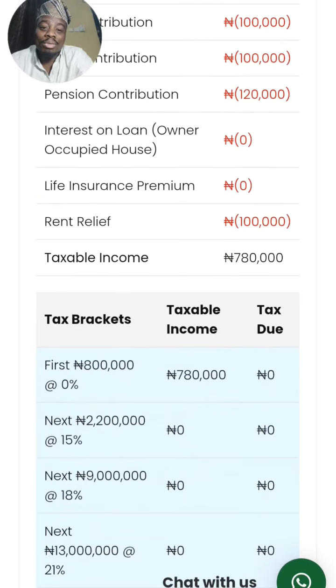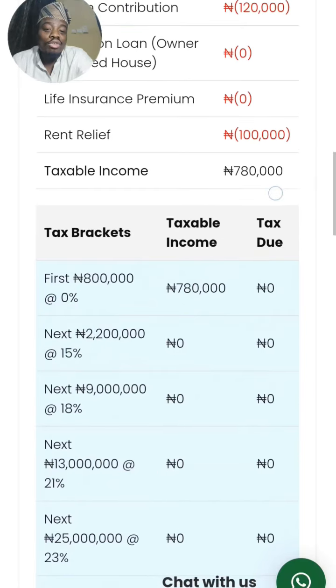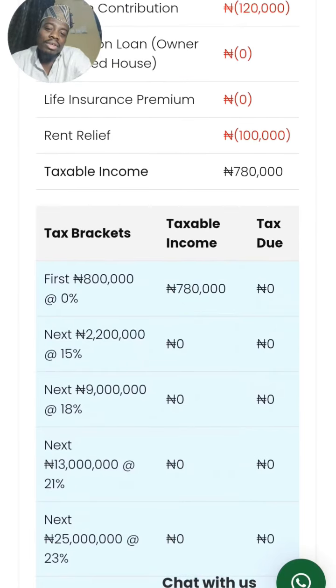Now, your taxable income, after deducting all this in red: 100,000 plus 100,000, that's 200, plus 120, that's 320, plus another 100,000, that's 420. Then subtract that from the 1.2 million you're supposed to be earning annually. That's where we get the taxable income, which is now 780,000. Under the law, for someone earning below 800,000, you can't be taxed on that particular income.